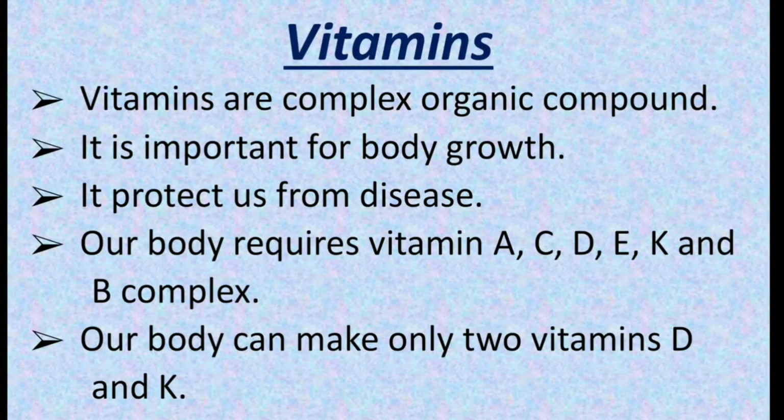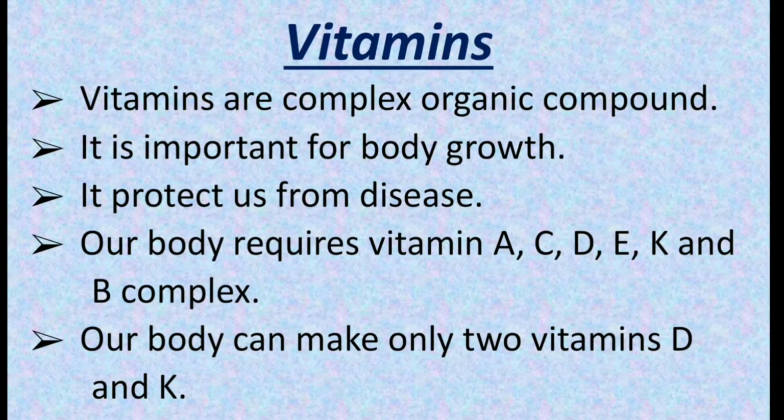Our body can make only 2 vitamins D and K. The body can make itself the vitamin D and K. We can easily get the vitamin D when our body will expose in the sunlight. So, we can get the vitamin D directly from the sun. Or if we will talk about the vitamin D rich food, we can take the cod liver oil for the vitamin D.